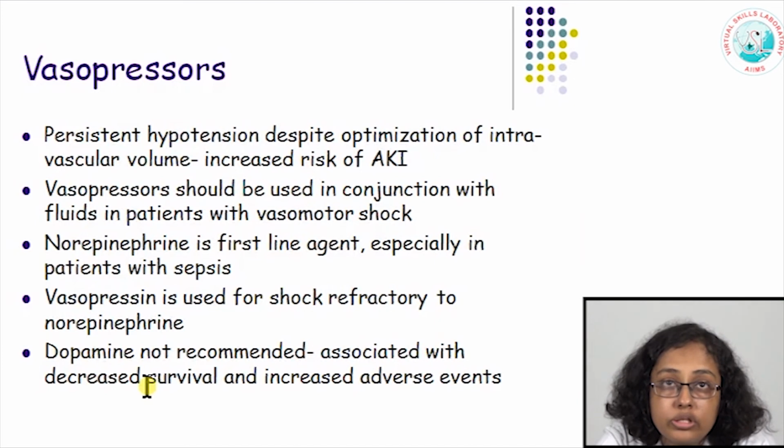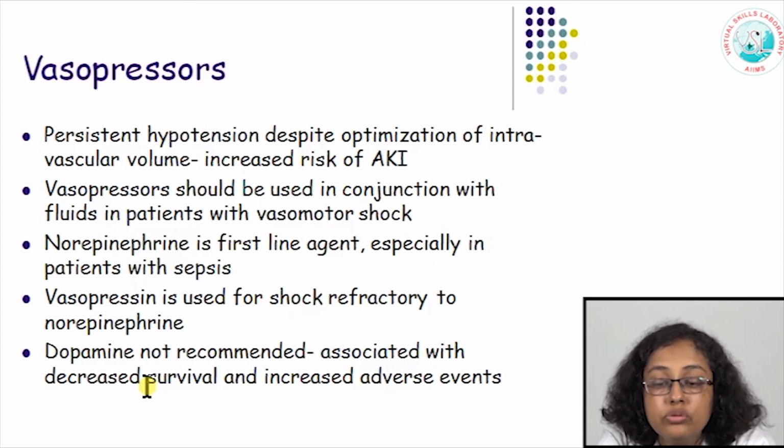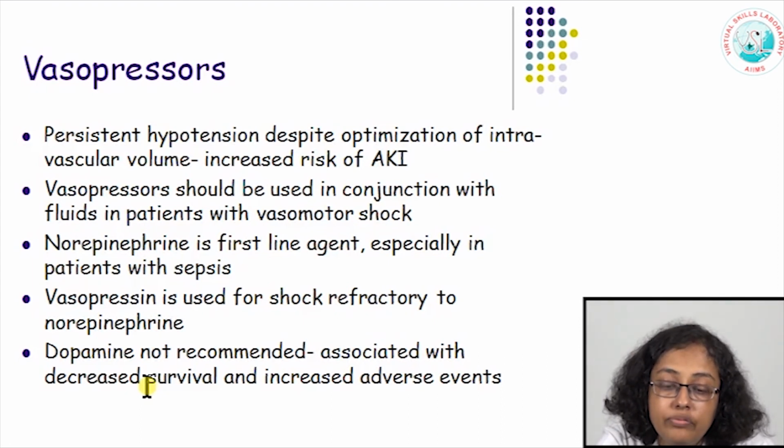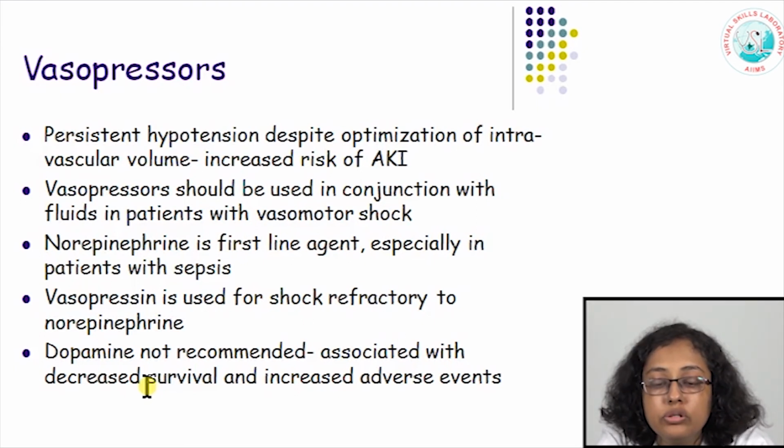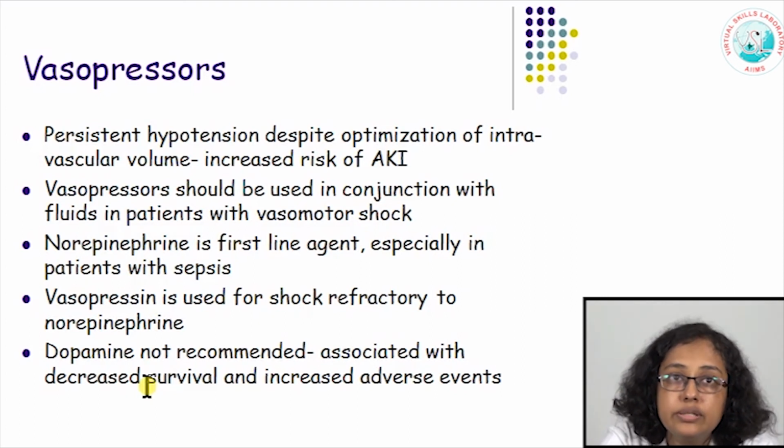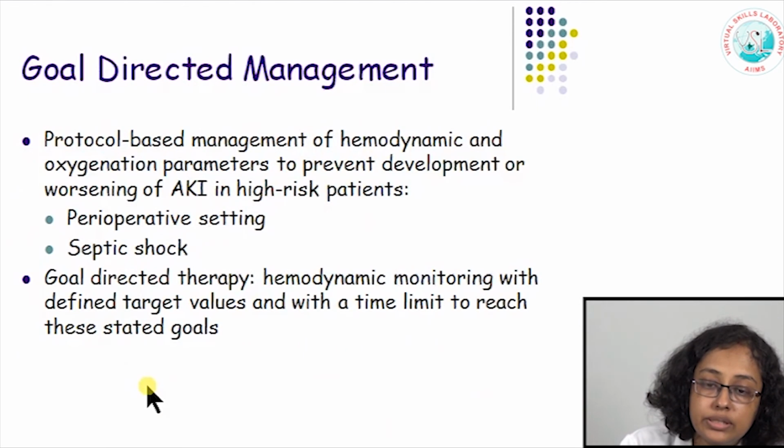If the patient is not responsive to normal saline, resuscitation may often require vasopressors. Persistent hypotension despite optimization of intravascular volume. Vasopressor should be used in conjunction with fluids. The first line of agent used is norepinephrine, especially in patients with sepsis. Vasopressin is used in patients who are refractory to norepinephrine. Dopamine is no longer recommended. We should keep that in mind in these patients, because it is associated with decreased survival and has been shown not to cause renal protection in advanced renal disease.